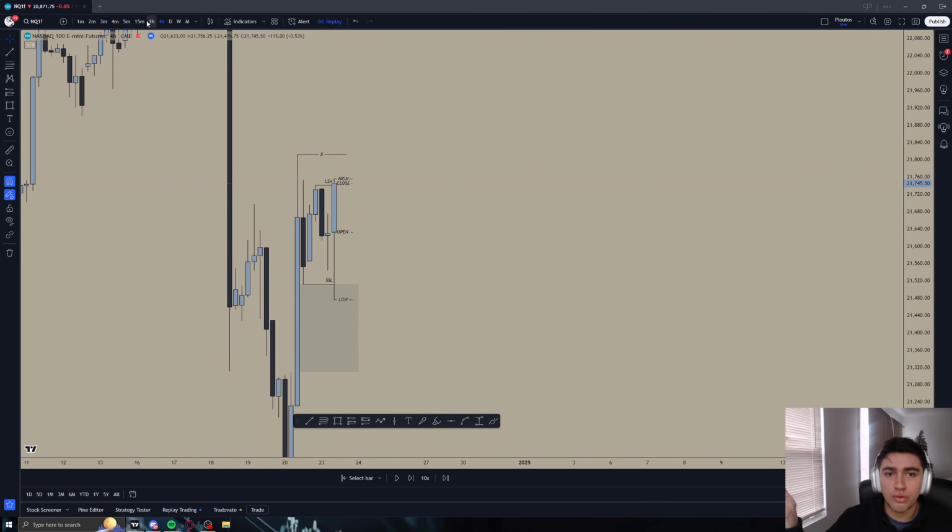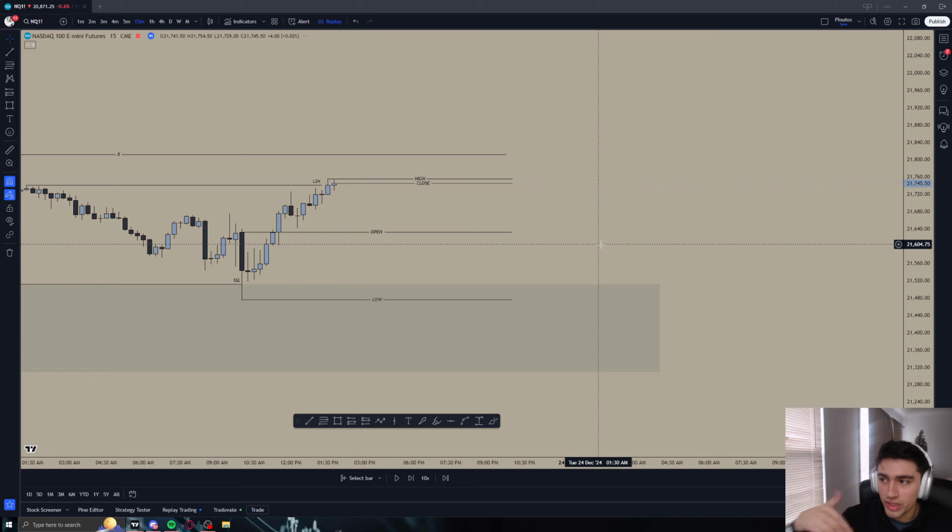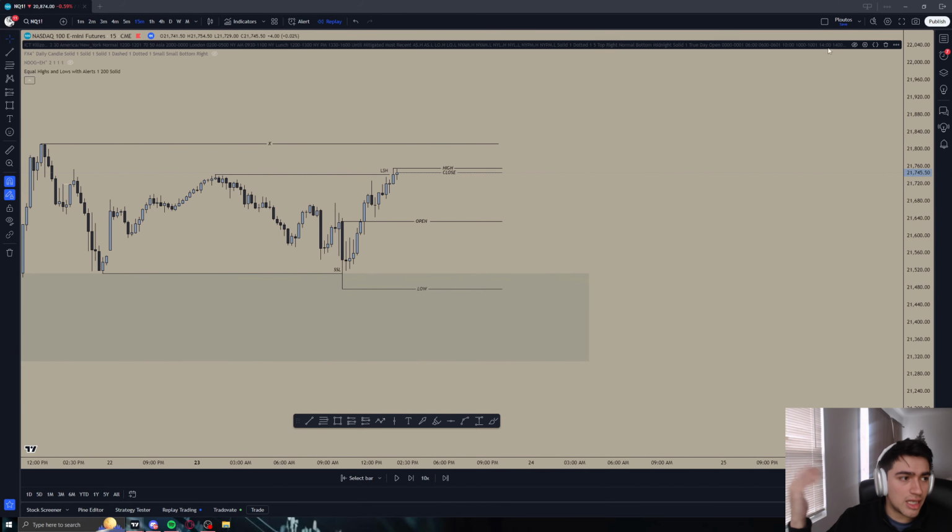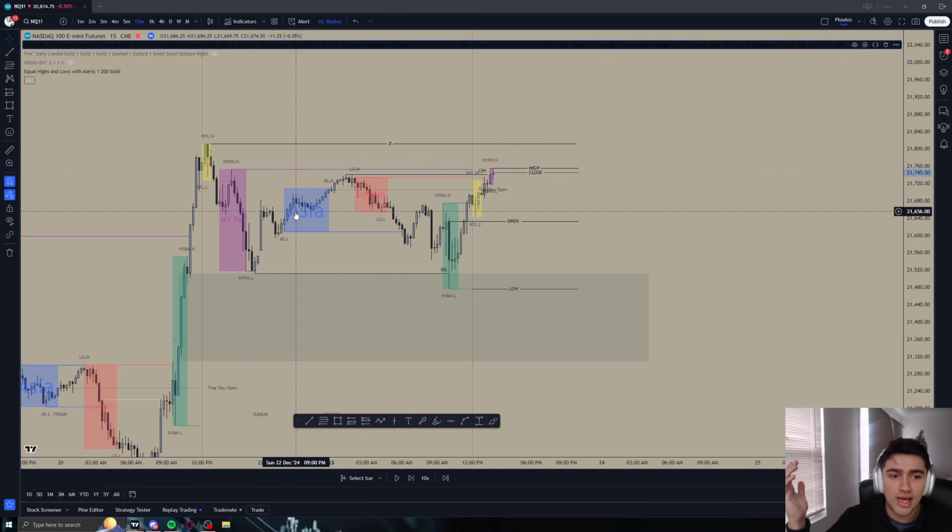I believe the drawn liquidity is higher. Now, is this aligning with the daily profile as well, right? Now we add daily profiles in it. We have a seek and destroy day, right? So now 10 a.m. is aligning with my seek and destroy day.